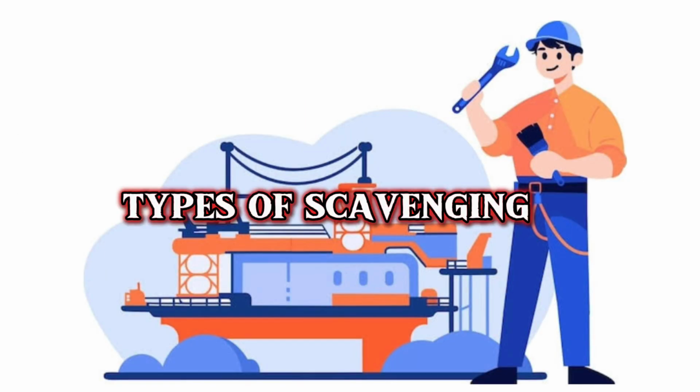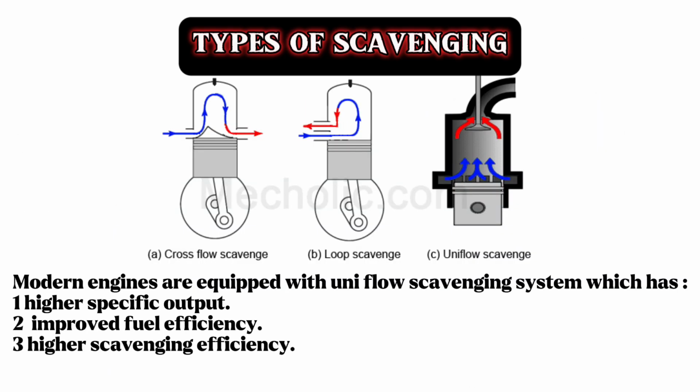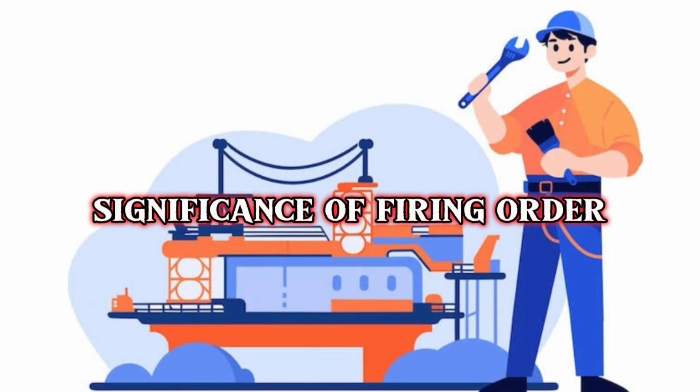Second question, types of scavenging. We have three types of scavenging. First one is cross flow scavenging. Second one is loop flow scavenging. Third one, uniflow scavenging.